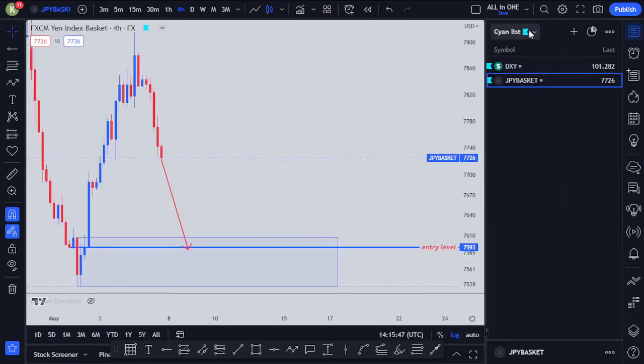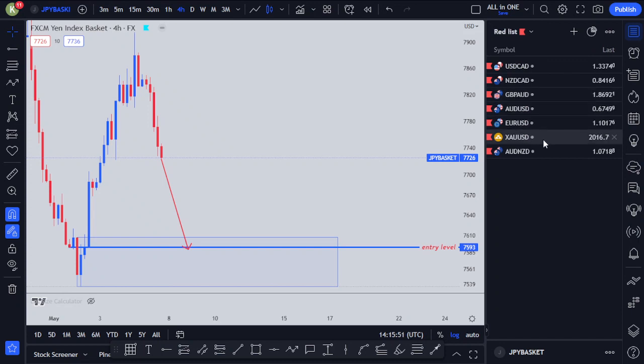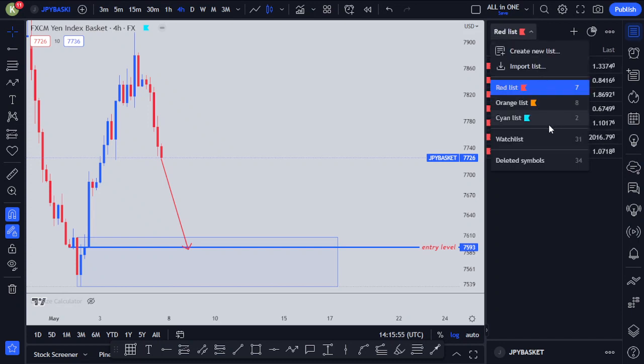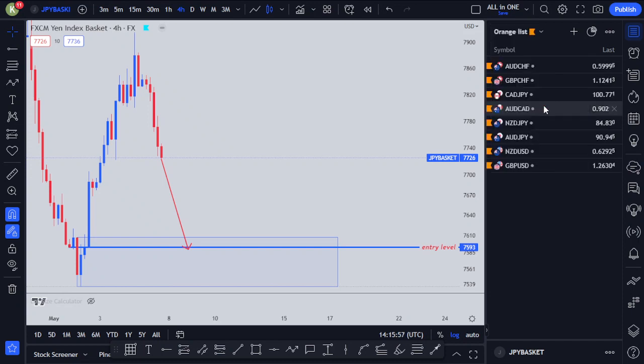Now, the first pair I want us to look at is, okay, we will come to the CAD pairs, but let's watch something over here. CAD JPY.